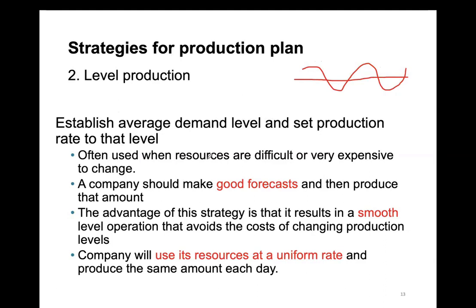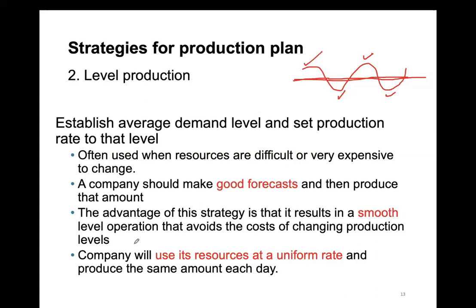It is often used when resources are difficult or very expensive to change. A company will make very good forecasts. They will use some good forecasting technique to determine what that consistent level should be that they will be producing throughout. The advantage of this strategy is that it results in smooth level production that avoids the cost of changing production level. So you don't have to sometimes produce more and sometimes produce less, but it's the same consistent level that you are producing throughout. And that's called level production strategy.